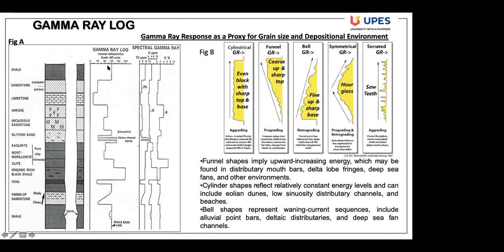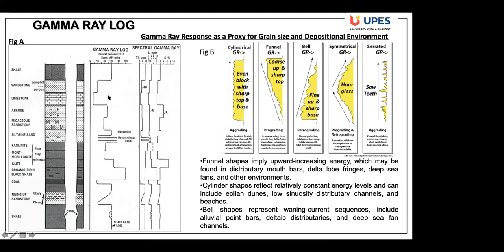Here, this gamma log is displayed for different kinds of lithology. For shale, it is showing high gamma. For sandstone, comparatively low. For limestone, it is comparatively low. For arkose, it is also showing comparatively low gamma. Then you can see variations for different kinds of lithology.